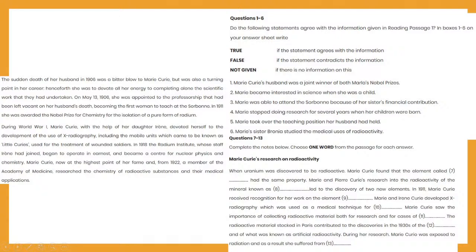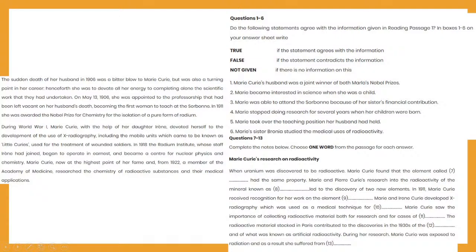On May 13, 1906, she was appointed to the professorship that had been left vacant on her husband's death. So she took over the position of her husband after his death, right? Becoming the first woman to teach at the Sorbonne. I think we have got the answer for question number five. It says Marie took over the teaching position. She was appointed to the position. So the answer here is true. Question number five is totally true.